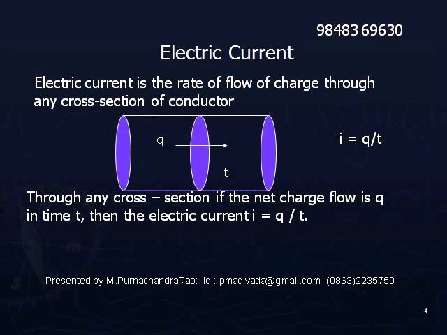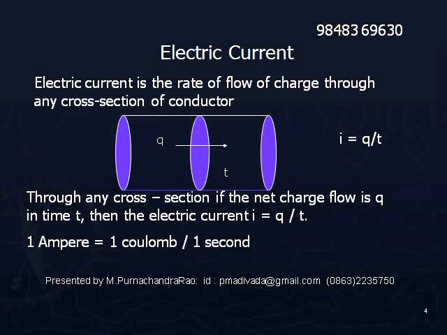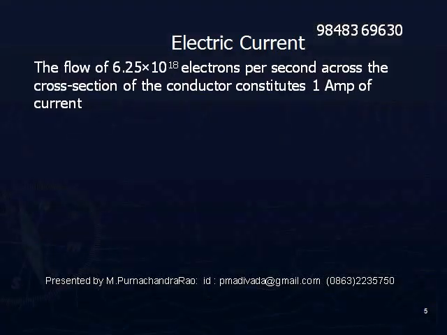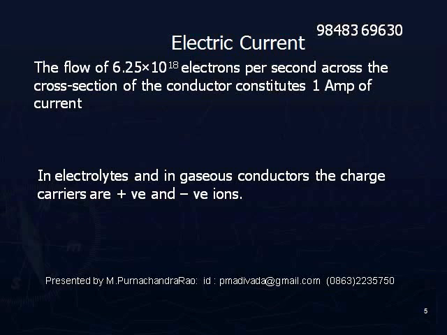If 1 coulomb of charge passes in 1 second, then we say the current is 1 ampere. The unit of current is ampere and it is equal to the flow of 1 coulomb of charge across the cross section in 1 second. This charge is constituted by 6.25 into 10 to the power of 18 electrons. So in 1 second, 6.25 into 10 to the power of 18 electrons will cross the cross section. Then 1 ampere of current will be established in the conductor.